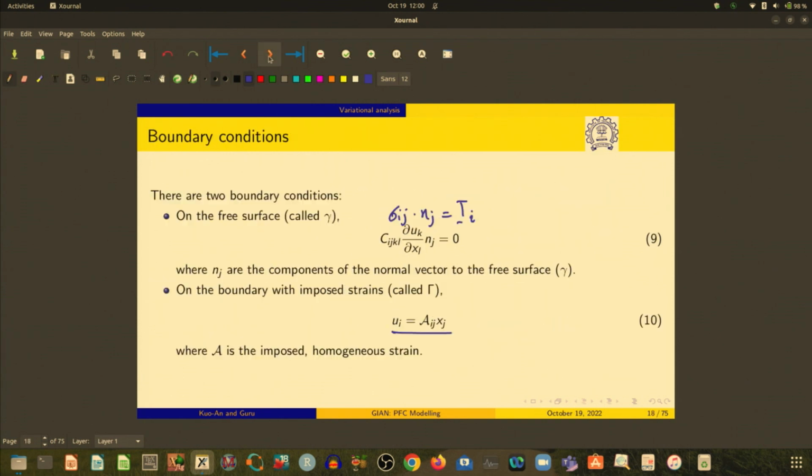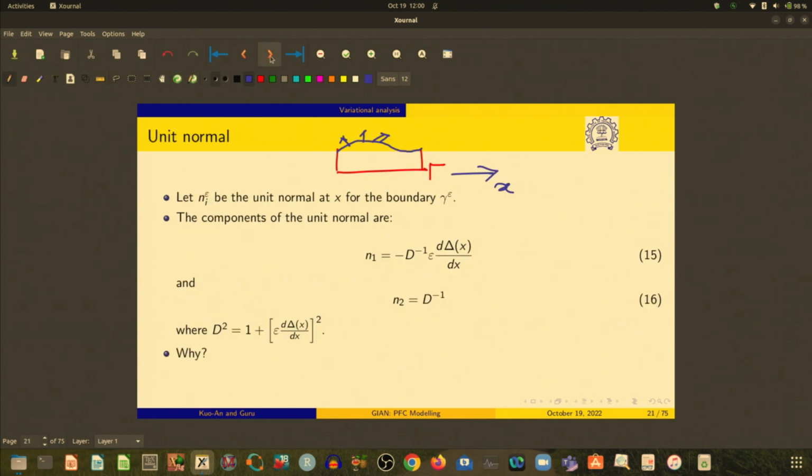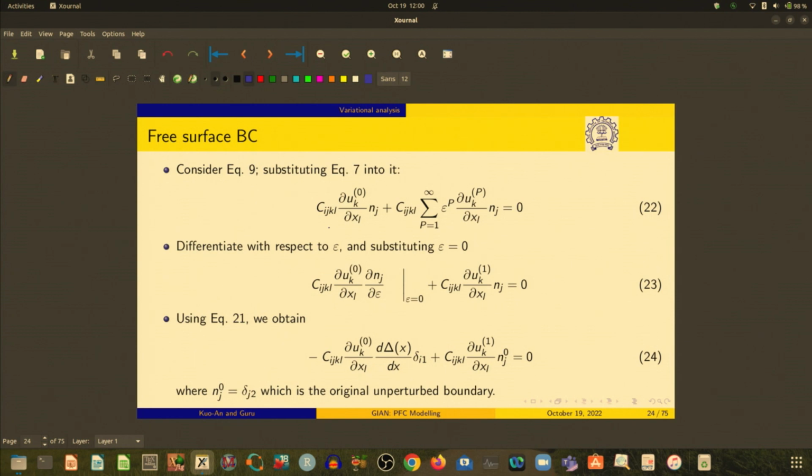So, if you take that and substitute here, what do you get? Right. So, you will get Cijkl dou by dou xl acting on ui0 plus dou by dou xl acting on epsilon to the p uk. So, that is what we have here when we substitute: Cijkl dou uk0 by dou xl nj plus Cijkl summation p from 1 to infinity epsilon to the p dou uk by dou xl nj equal to 0.